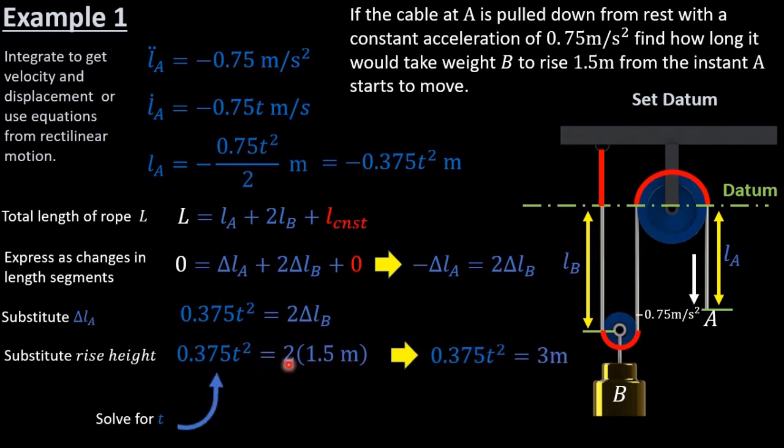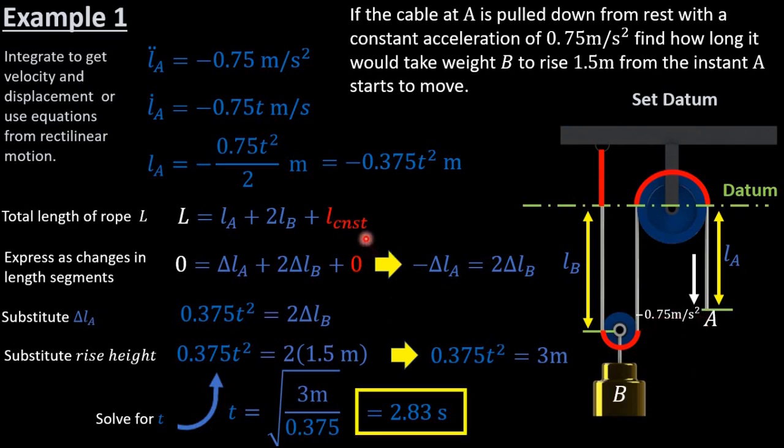Next I'll do 2 times 1.5, which gives me 3 meters. So I've rewritten the whole equation like this. I then divide both sides by 0.375 and take the square root of both sides to get t. Put that into your calculator, and t is 2.83 seconds. That is the time taken for particle B to rise 1.5 meters if point A starts from rest and has an acceleration of minus 0.75 meters per second squared. Okay, so that is our answer for example 1.